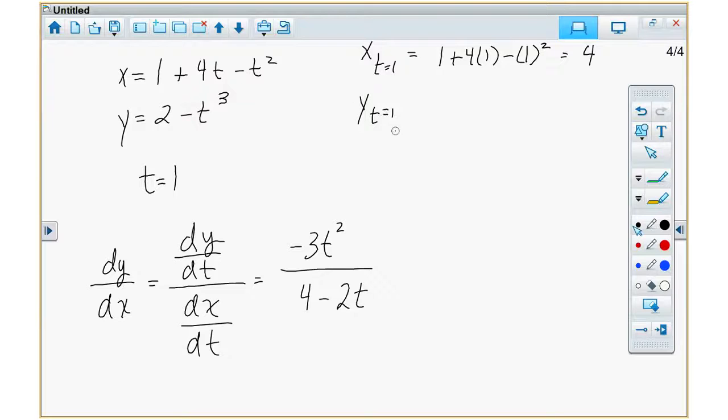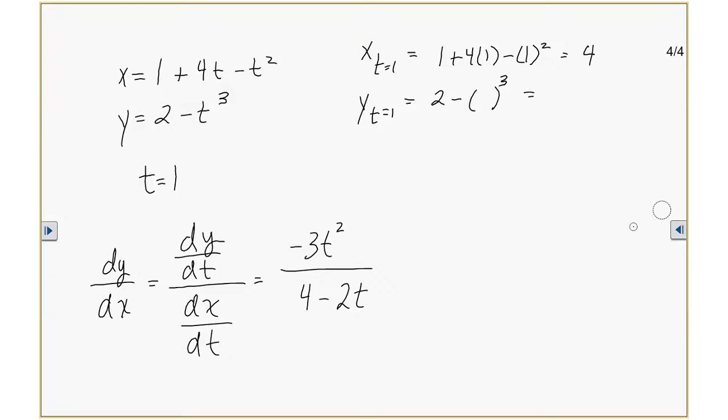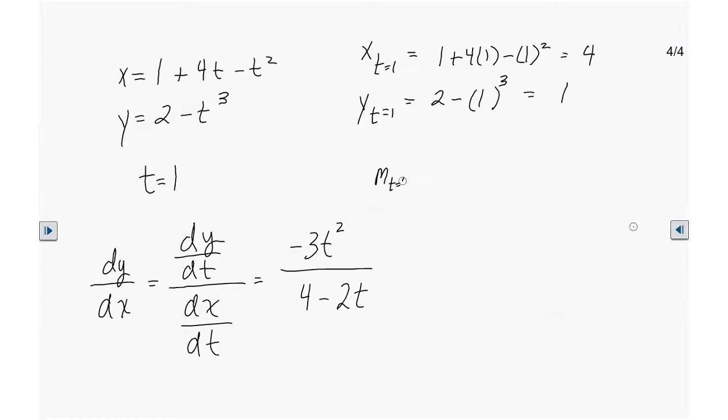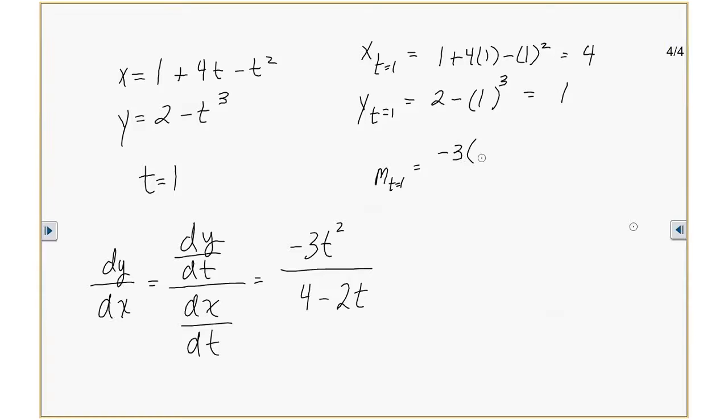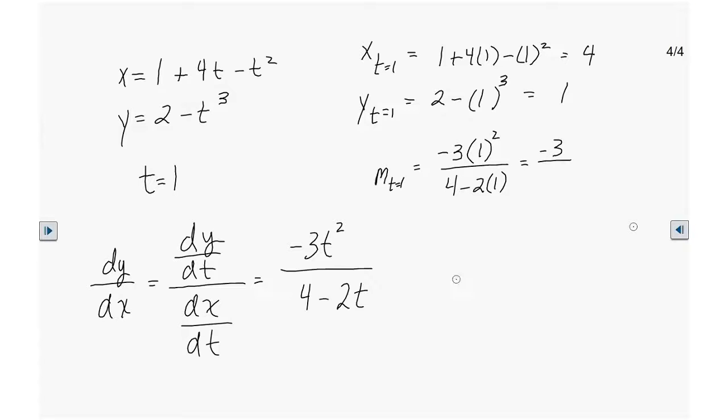y at t equals 1 is 2 minus 1 cubed, which is 1. And then dy/dx, that's going to be our slope at t equals 1, is equal to negative 3 times 1 squared over 4 minus 2 times 1. That's negative 3 over 4 minus 2, which is 2. So our slope is equal to negative 3 halves.